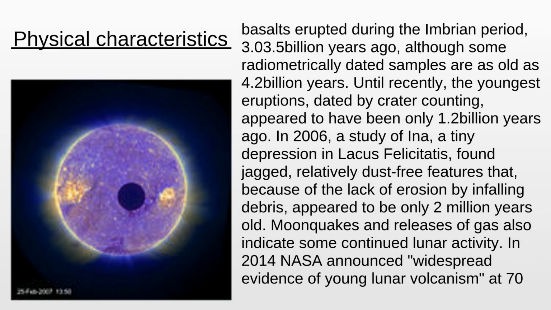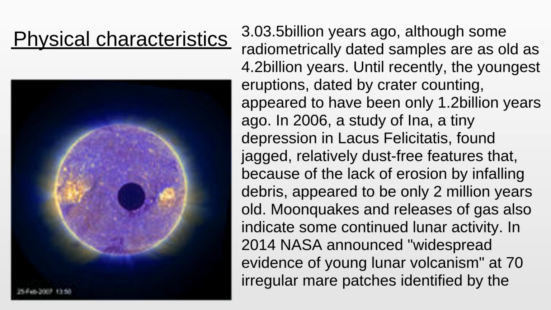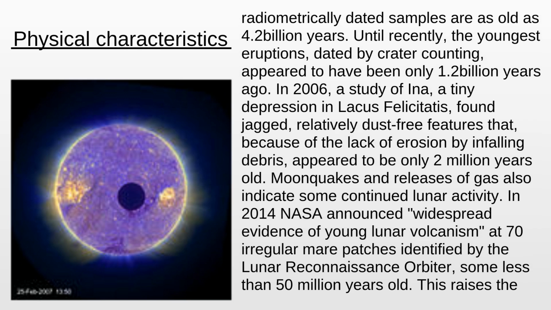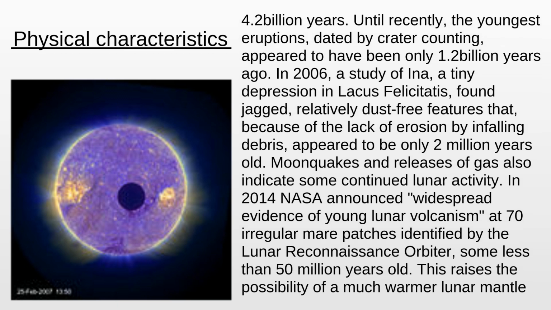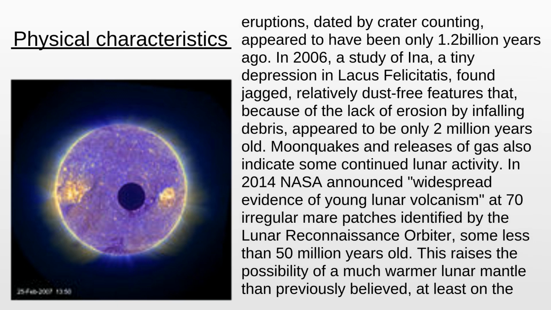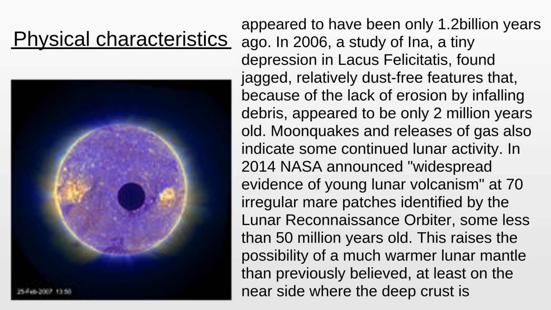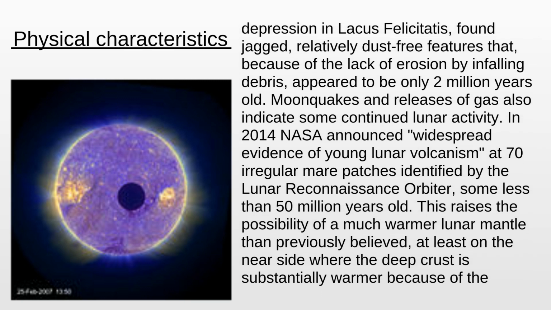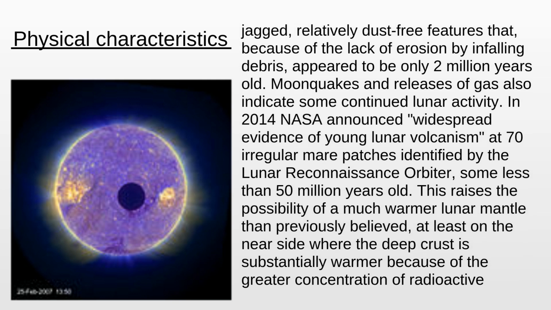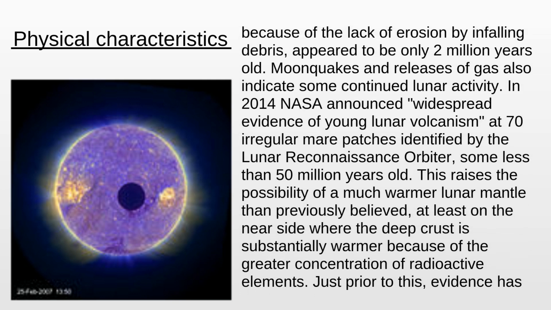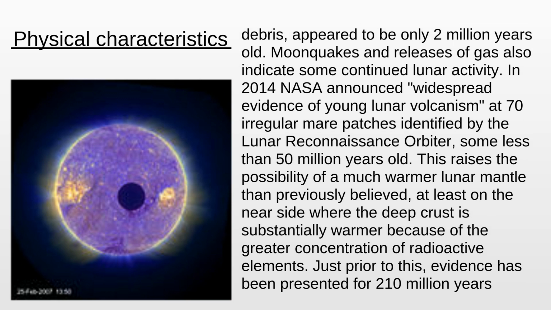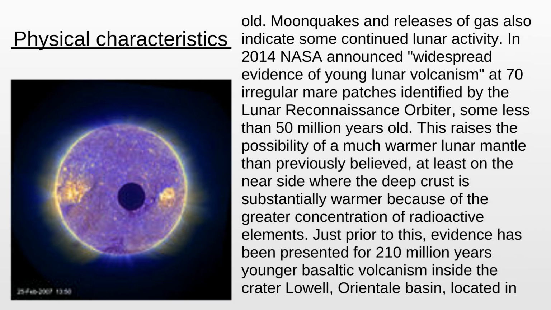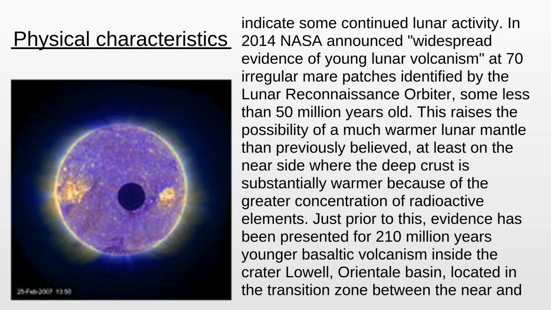Most of the Moon's mare basalts erupted during the Imbrian period, 3.0–3.5 billion years ago, although some radiometrically dated samples are as old as 4.2 billion years. Until recently, the youngest eruptions, dated by crater counting, appeared to have been only 1.2 billion years ago. In 2006, a study of Ina, a tiny depression in Lacus Felicitatis, found jagged, relatively dust-free features that, because of the lack of erosion by infalling debris, appear to be only 2 million years old.